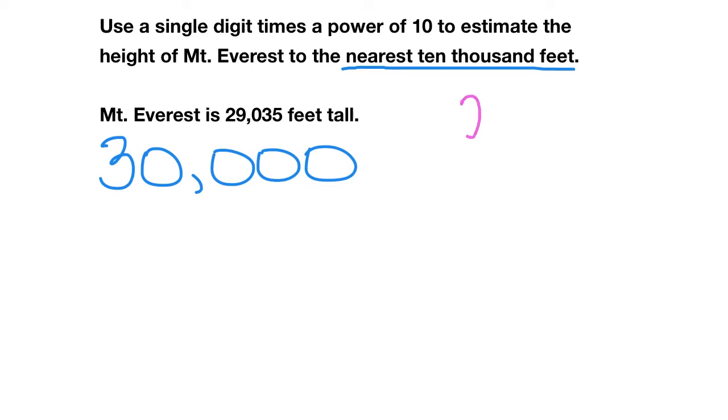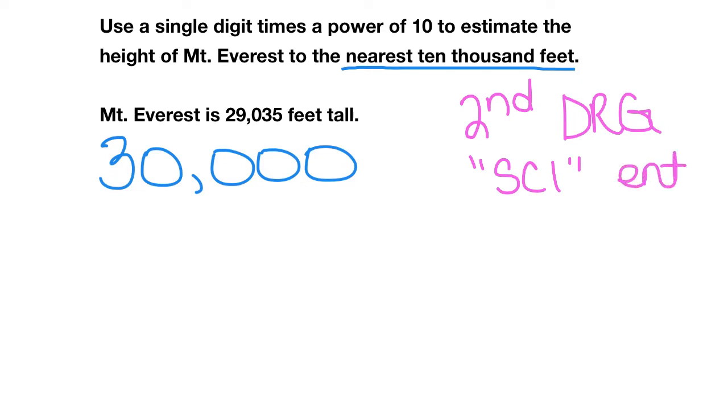Remember your steps. Press second, DRG, underline SCI, and press enter. Once you have done this, you can type 30,000 into your calculator and press enter. Your calculator will immediately give you 3 times 10 to the 4th power. But if you do not have a calculator handy, we may have to do this by hand. And even those with a calculator handy will have to do some of these by hand.